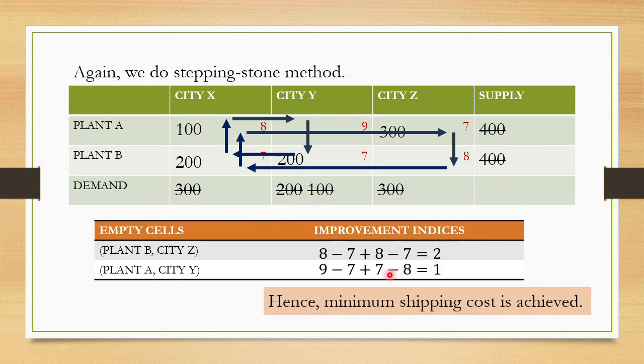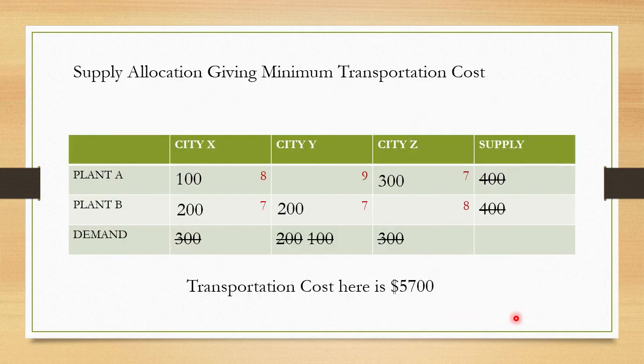As mentioned earlier, the minimum shipping cost or transportation cost is already achieved in this case. If you compute the transportation cost, you have 100 times 8 plus 200 times 7 plus 200 times 7 plus 300 times 7, which is a total of $5,700. And this is already the minimum transportation cost.